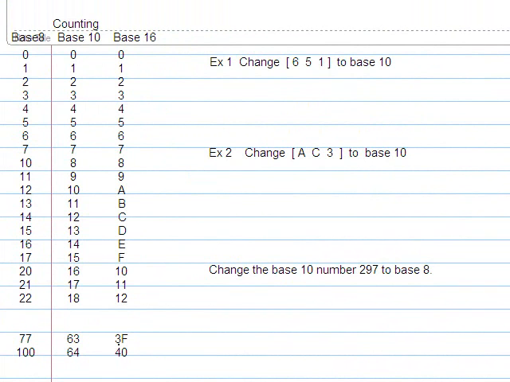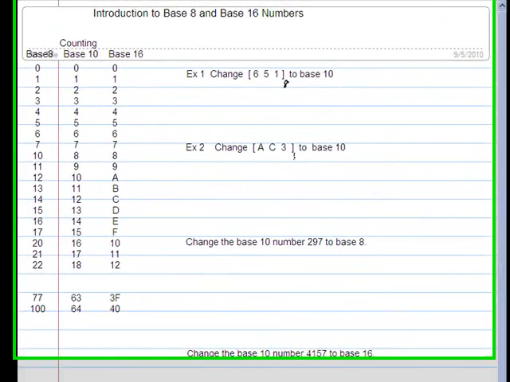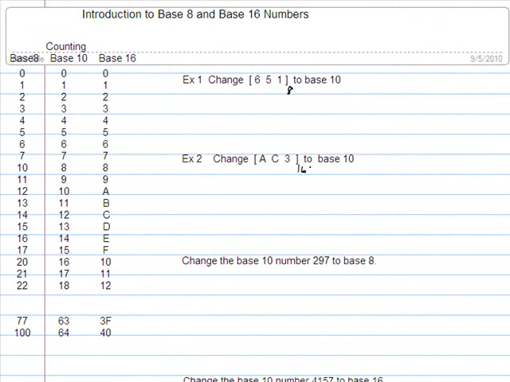Now the next thing we want to do is change Base 8. This is a number Base 8. And this is a number Base 16, and we want to change those to Base 10, and we do it the same way we did with Base 2 numbers, but this time in the case of the 651 we're using Base 8.